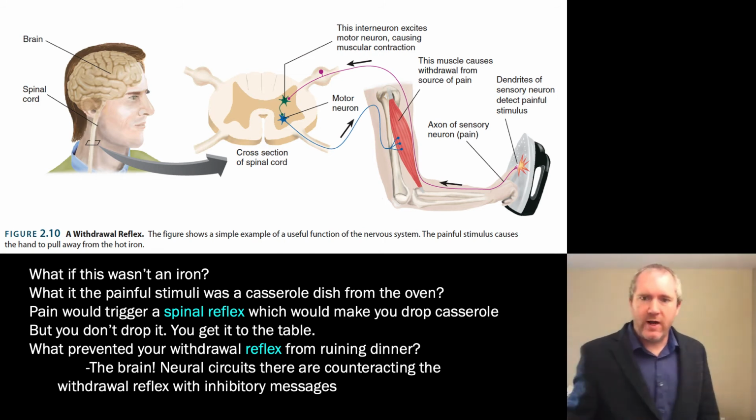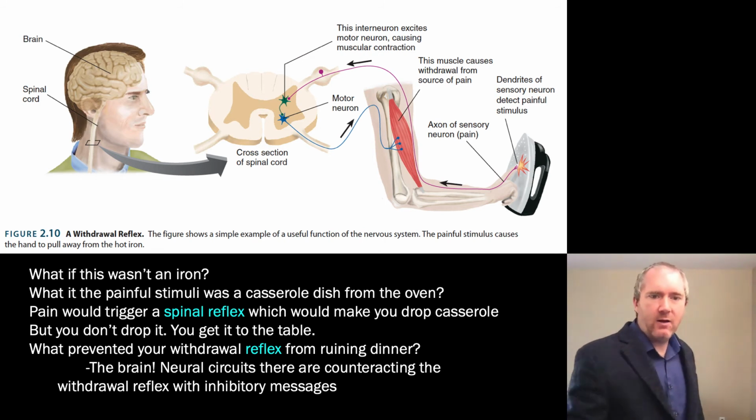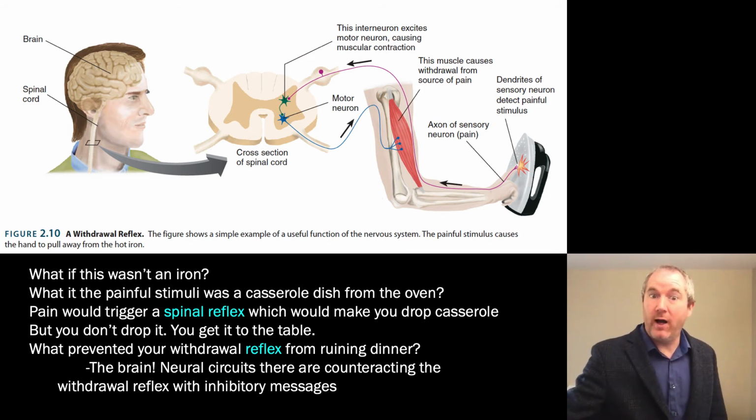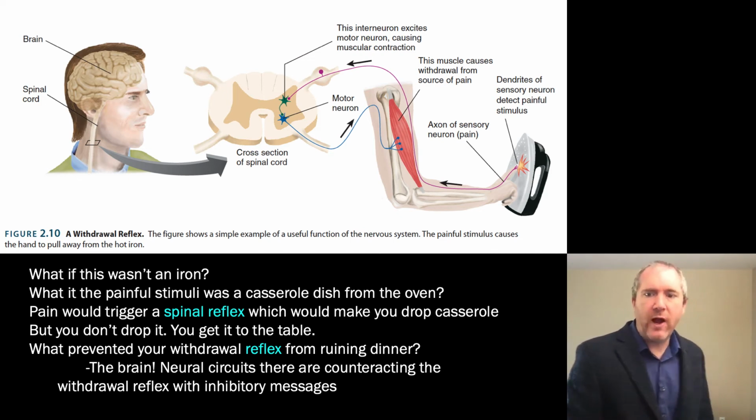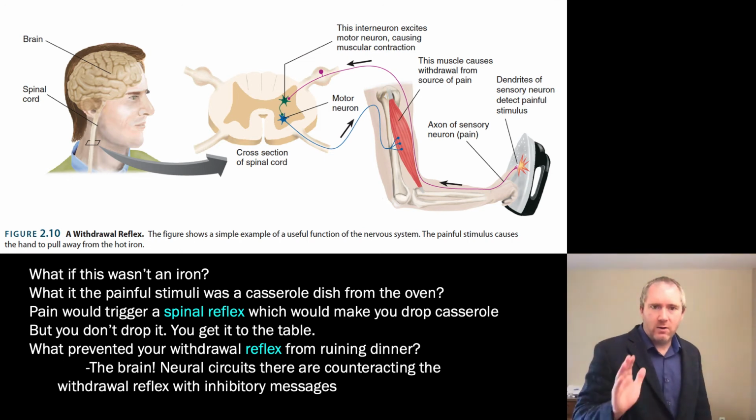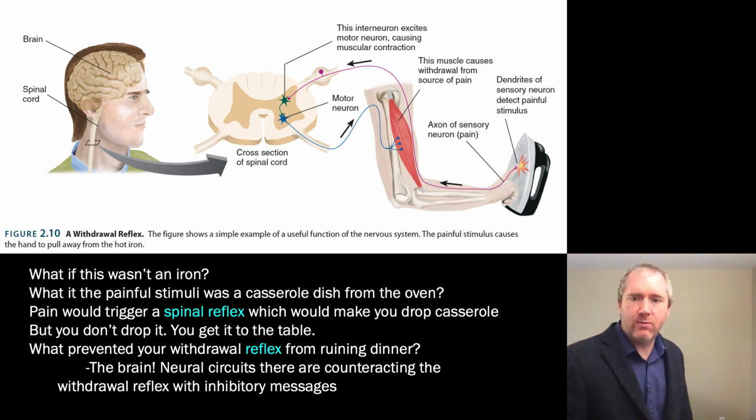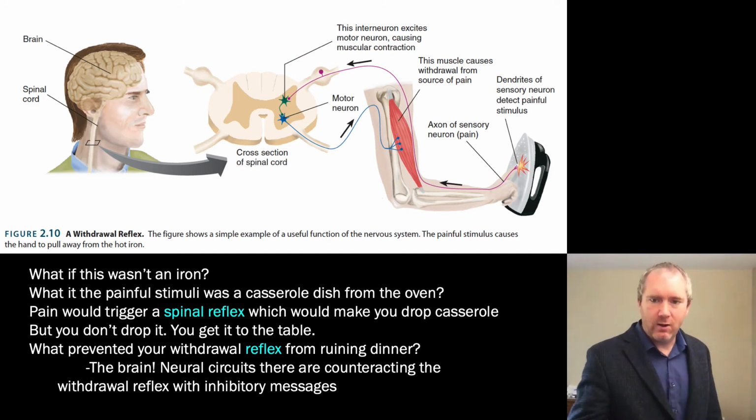So what would happen here is pain would trigger a spinal reflex, which would make you drop the casserole, but you don't drop it. You get it to the table. What prevented your withdrawal reflex from ruining dinner? The answer is the brain. Top-down control. The brain, or neural circuits within the brain, would be counteracting the withdrawal reflex with inhibitory messages.